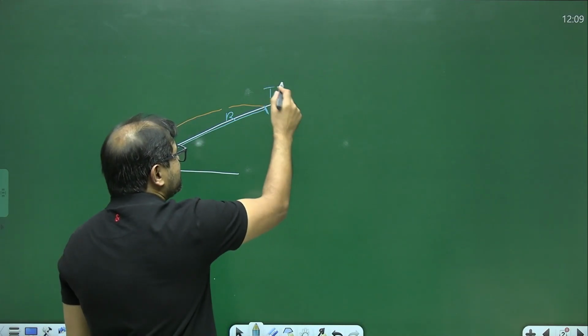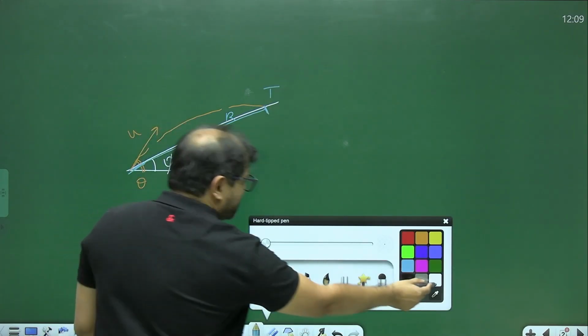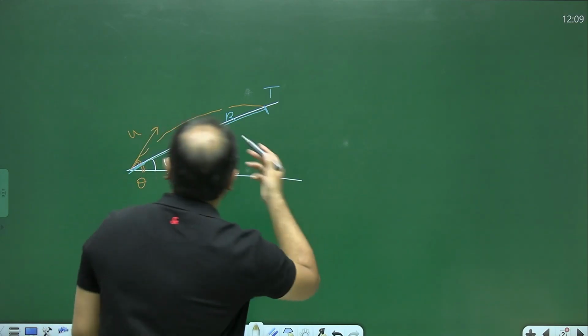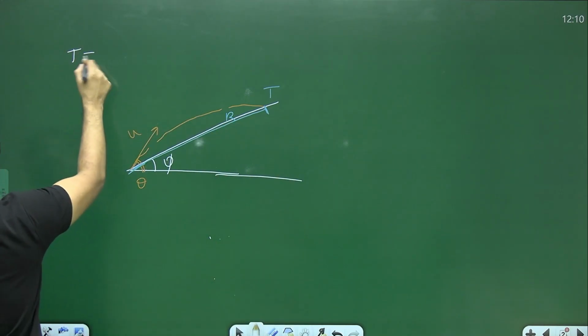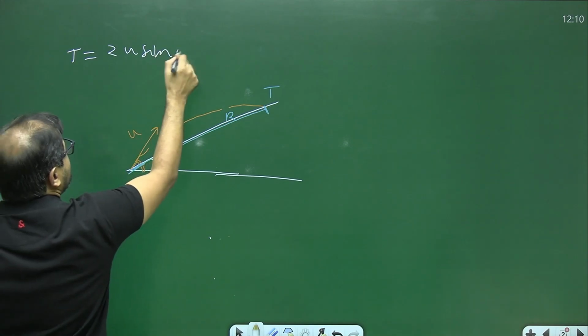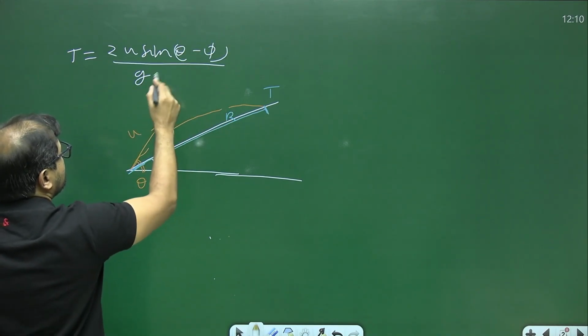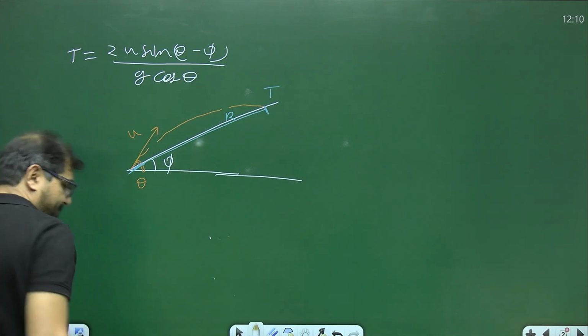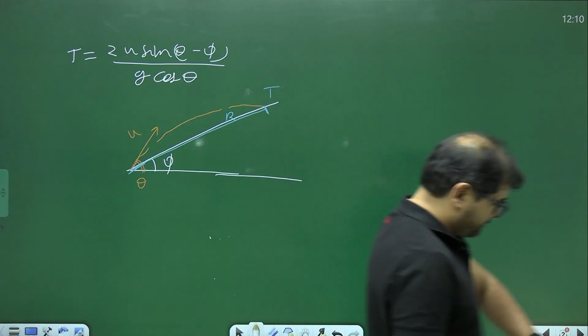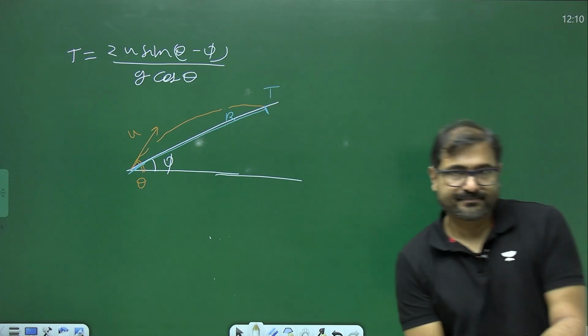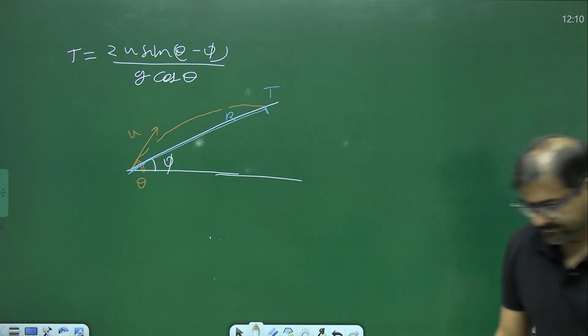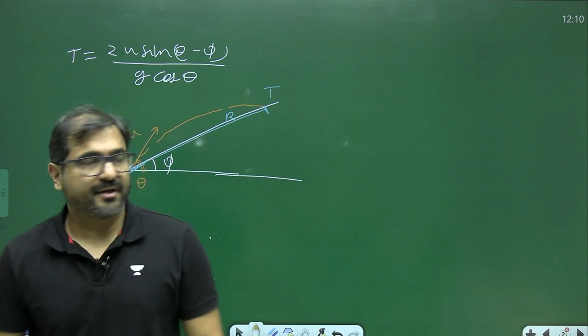Now please understand, it will land here at time t, as you already calculated. Let me put the value: 2u sin(theta minus phi) upon g cos theta. Right?